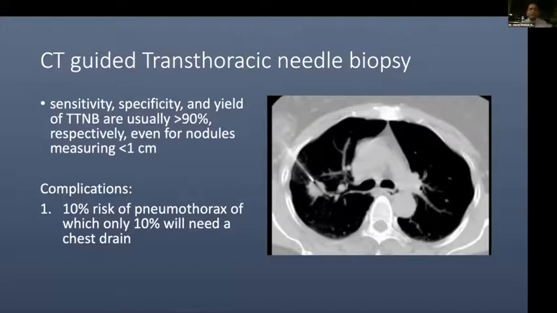So most of the time when we counsel our patients in the clinic, we tell them that when you go for a CT guided biopsy, there's always a 10% risk of pneumothorax, but only about 10% of those who get the pneumothorax will need a chest drain inside. And of course, there's always a risk of bleeding, but most of the time the bleeding will come as hemoptysis. They may get a mild amount of hemoptysis, so tell them not to worry. And generally that will resolve in a few days to a week or two.